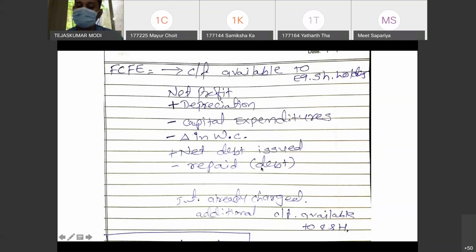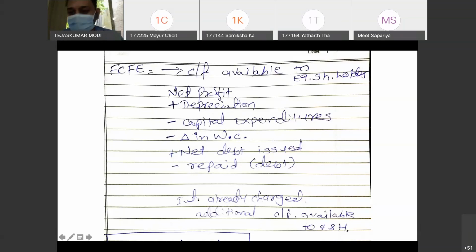So the moment funds are coming into the business and you are not breaking any contract, the funds are at the disposal of equity shareholders. That's why we are adding. And you can also say this way that these debt funds are also available to fund capital expenditure. That's why we are adjusting, right? So that is FCFE, free cash flow to equity.